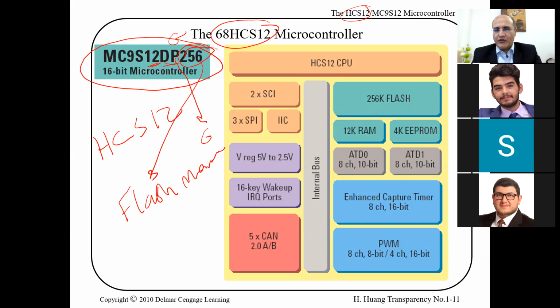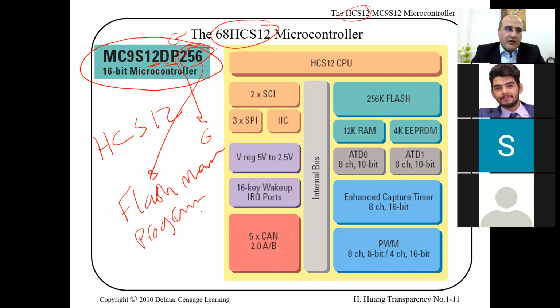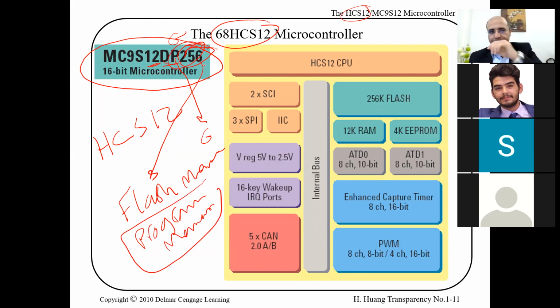You know, anytime now, I'm going to use the two words interchanging them. What does flash memory mean? Program memory. Okay. Program memory. So this is the size of a program you can have. 256K kilobytes.